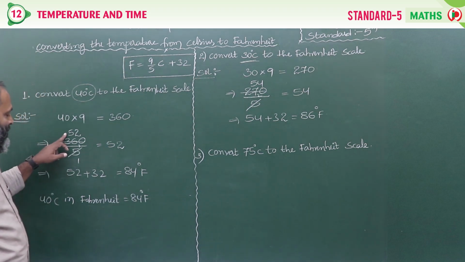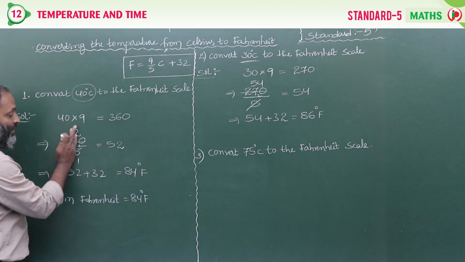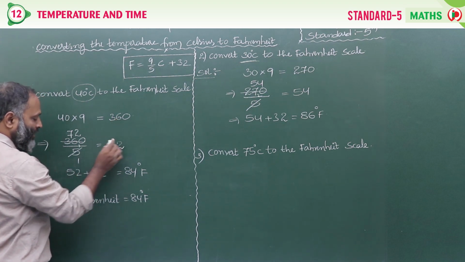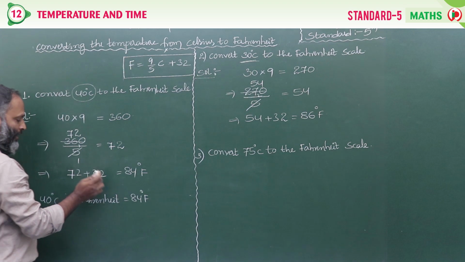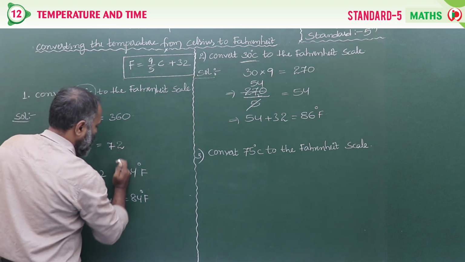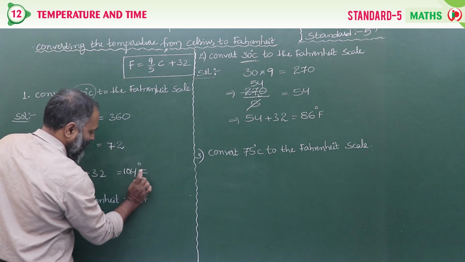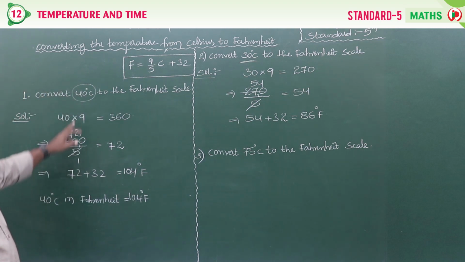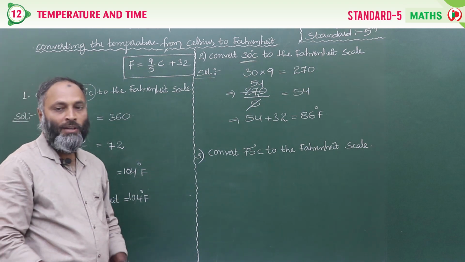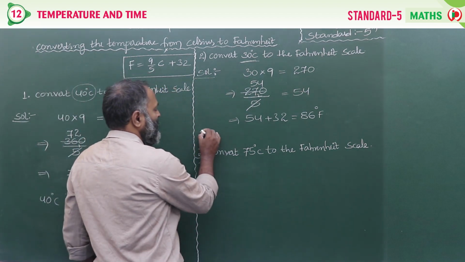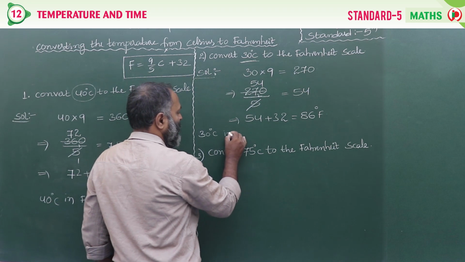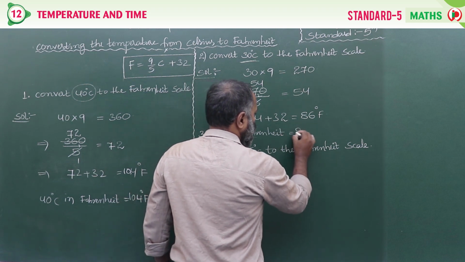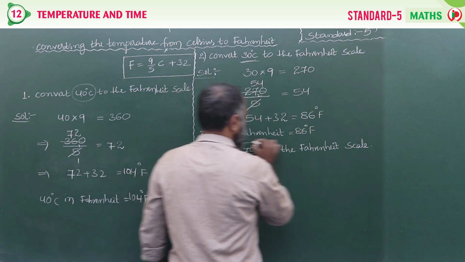Here, see here we made a small mistake. 5 7s are 35, 5 2s are 10, so you'll get 72 here. So here 72 plus 32 is 104. The temperature in Fahrenheit is 104 degrees Fahrenheit. So 40 degrees Celsius is 104 degrees Fahrenheit here. Now 30 degrees Celsius in Fahrenheit is 86 degrees Fahrenheit.